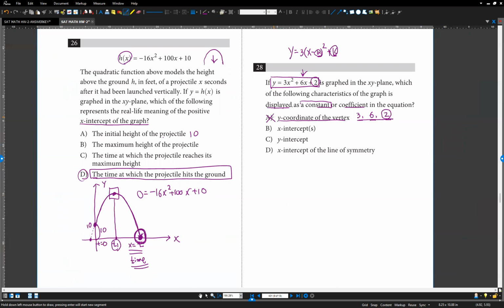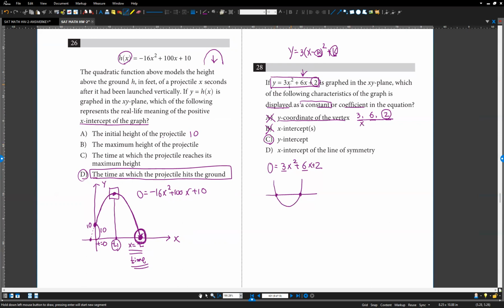Second one is the x-intercept. X-intercept is about when y equals 0, the value of x in 3x squared plus 6x plus 2. When you solve this, the value of x is not equal to these numbers. No, there's no x equals 3, no x equals 6, no x equals 2. When you make a graph using your calculator, you can find these two x-intercepts, but they are not 3, 6, or 2. That is wrong. The only one we can be 100% sure about is the y-intercept, okay?